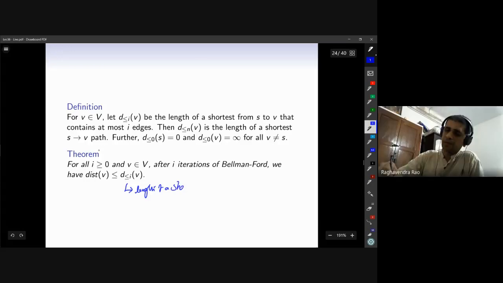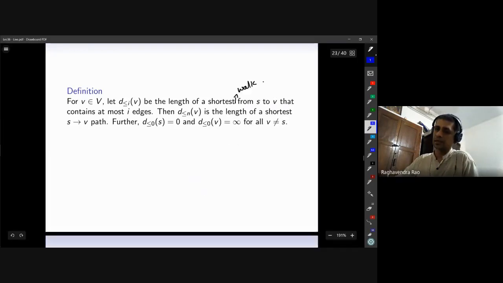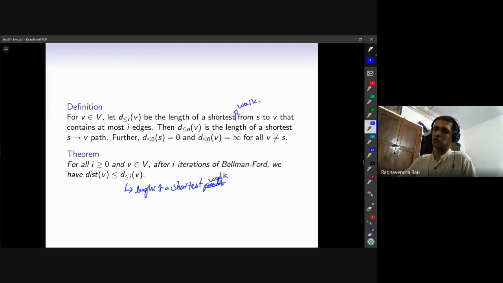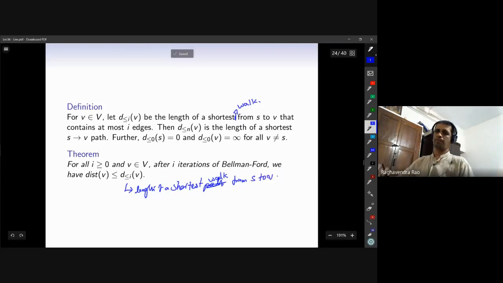Sir, in the definition, d less than or equal to i of V is the length of the shortest S to V path or walk only, right? That's what I had written there, so yes, the walk is missing here. It will be a walk. If there is no negative weight cycle, it will be a path, in fact, but in general it will be a walk from S to V.